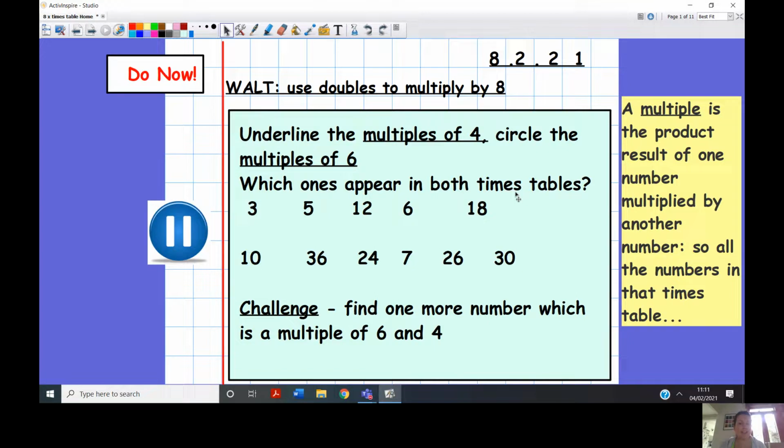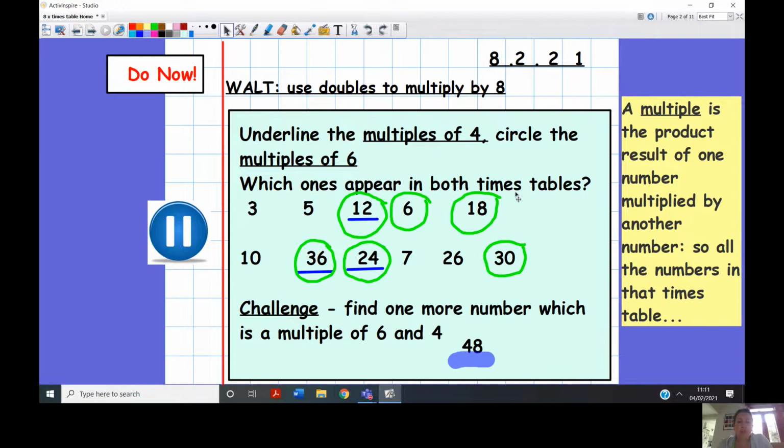Fantastic. Let's take a look at these answers for our do now. So we are going to circle the multiples of 6 and underline the multiples of 4. The best way to tackle this task is just to skip count through the 4 or skip count through the 6 or write them both down, and then you'll see which ones are in each times table.